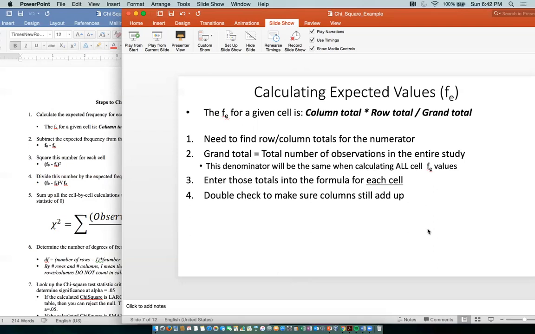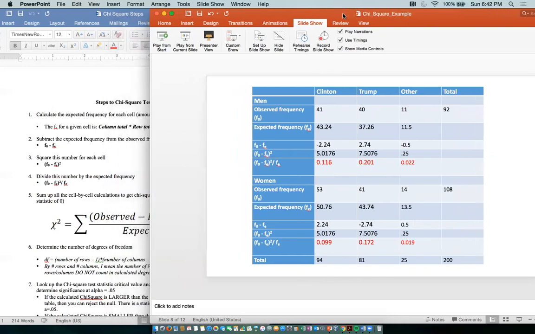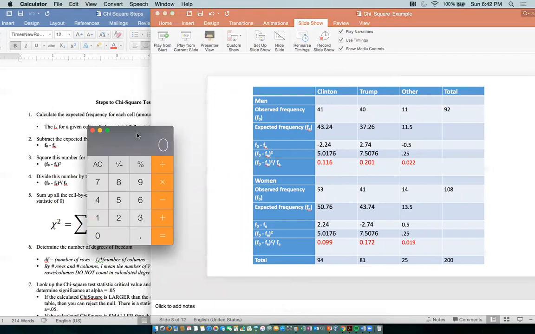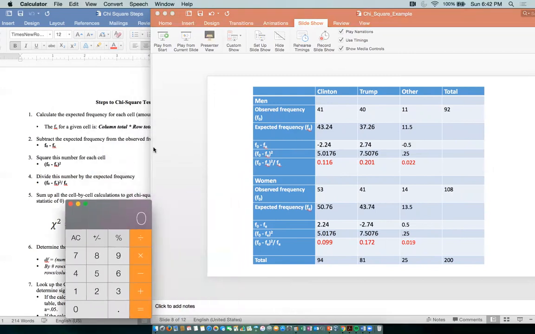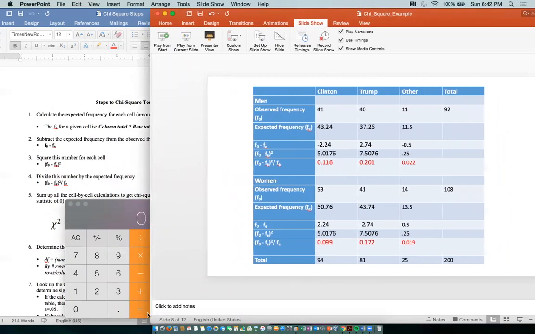And then I always like to double check to make sure the columns still add up to the overall total. So here I have this table where I have everything set up for us to do this step by step. So I'm actually going to also open up my calculator. So we have these few things open.